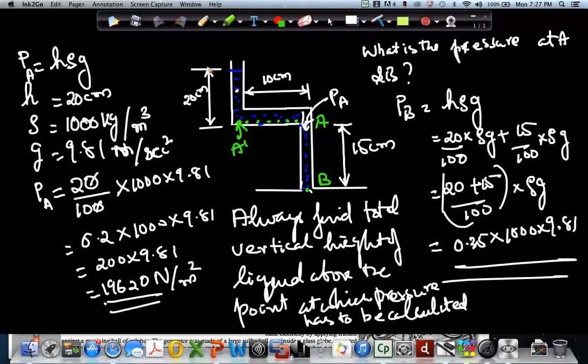Assume that this was slanting like this. Even then, you have to only find the vertical height. You have to consider only the vertical height. So find the total vertical height, which is perpendicular to that point. Vertical height means it is perpendicular to this point. Perpendicular. Okay, I hope you are clear.